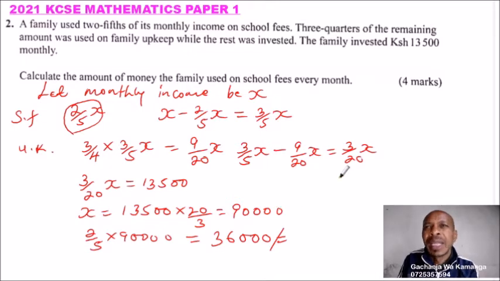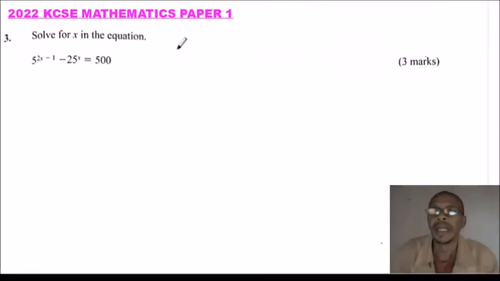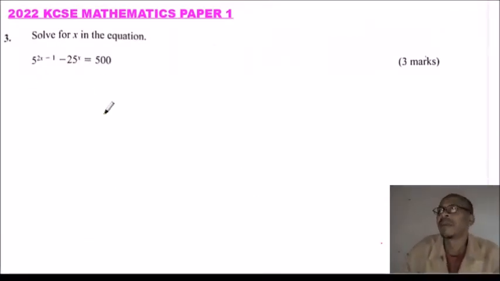And by doing that, you get yourself 4 marks. You get 1 mark for getting the remainder, another mark for equating that, and another mark for the answer, totaling 4 marks. So what is being tested here is whether you know how to work with fractions. This is question number 3, 2022 KCSE Mathematics Paper 1.